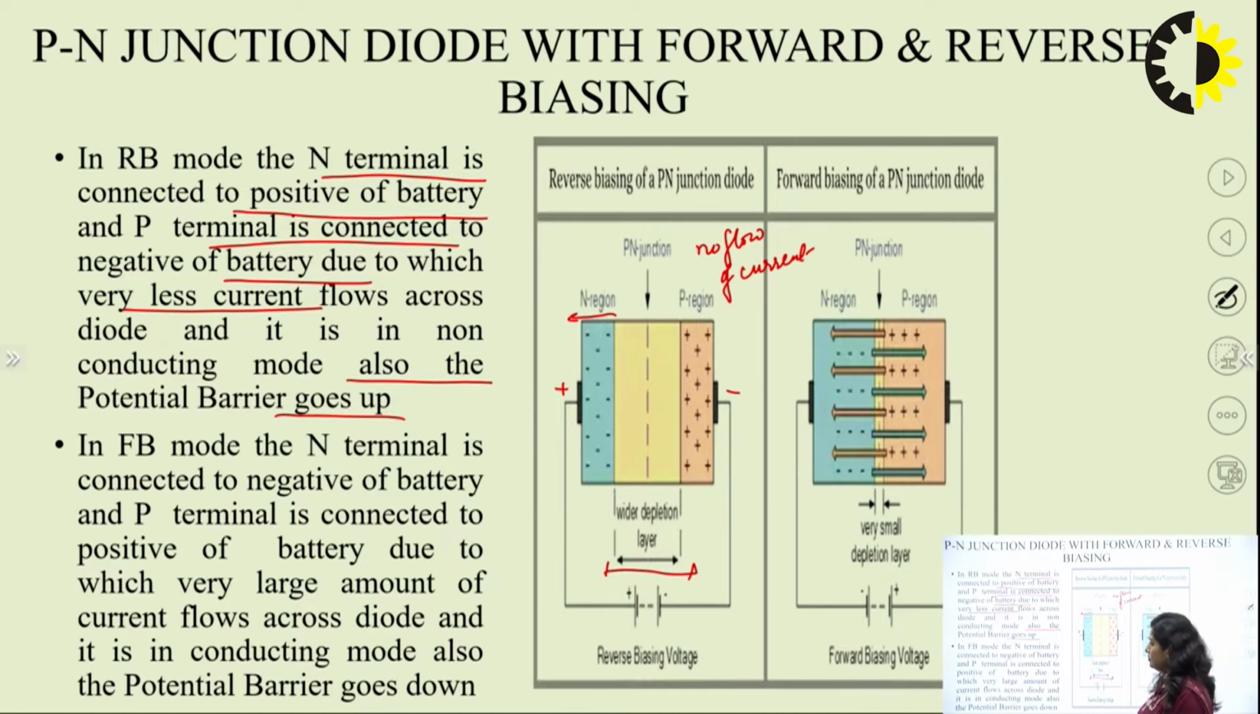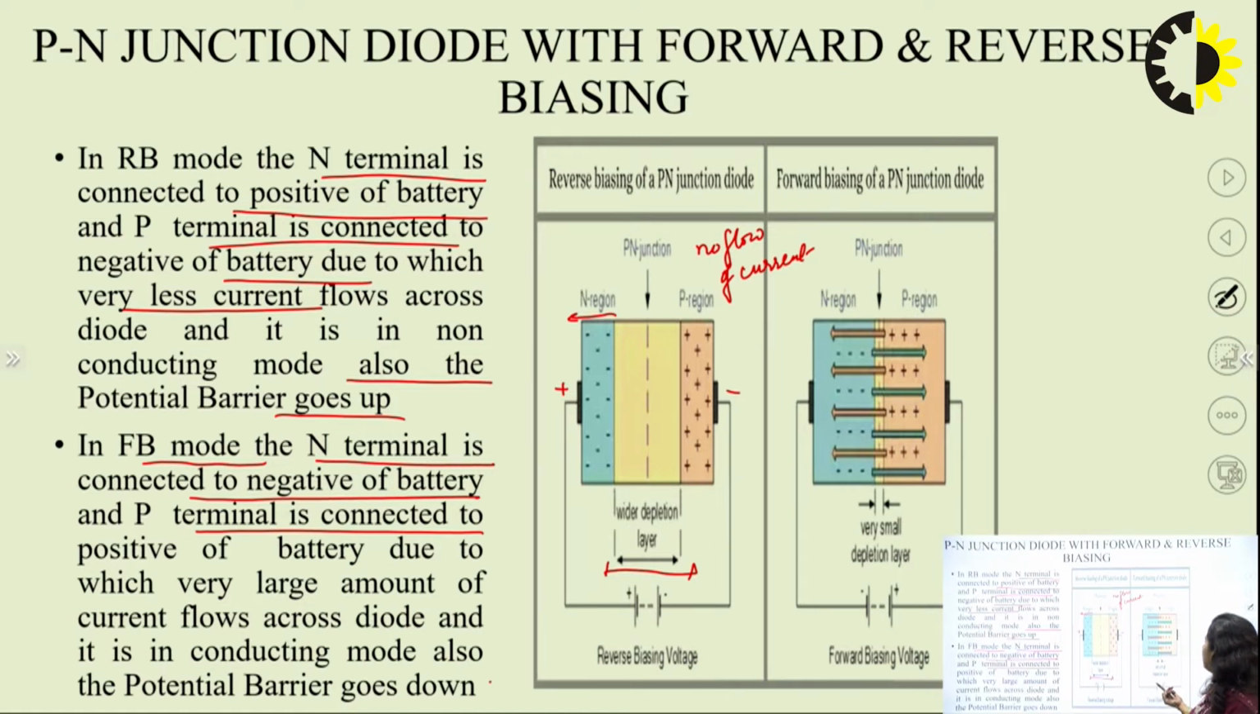In forward biased mode, what will happen? The N terminal is connected to the negative terminal of the battery and the P terminal is connected to the positive, due to which a very large amount of current flows across the diode, and it is in conducting mode. Also the potential barrier goes down. The forward bias is very useful for getting a very thin depletion region, where the electrons and holes cross each other at the junction, and a very high amount of current will flow inside the PN junction.